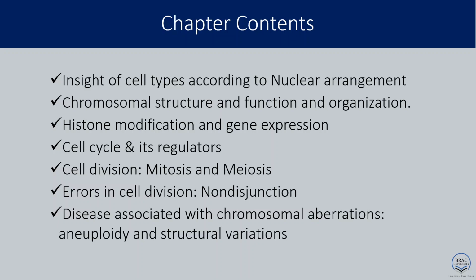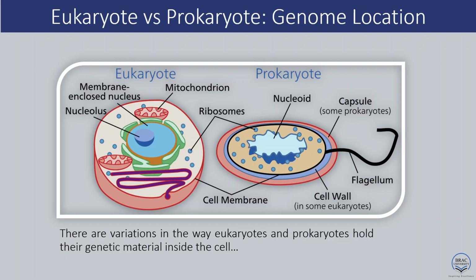Those regulator proteins of the cell cycle, cell division in detail, mitosis and meiosis, and errors in mitosis and meiosis, and how those errors result in chromosomal abnormalities. And lastly, some chromosomal diseases that result from chromosomal aberrations such as structural variations and aneuploidy. So moving to the next slide.